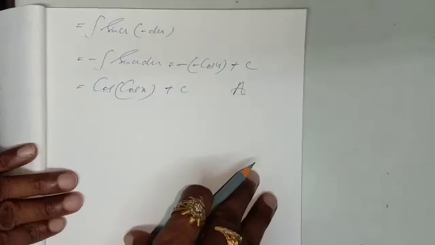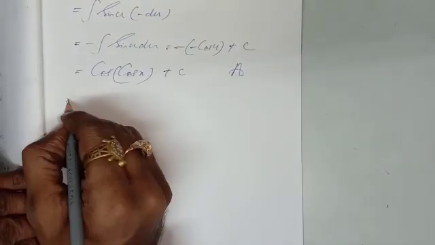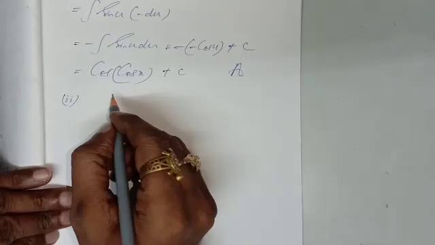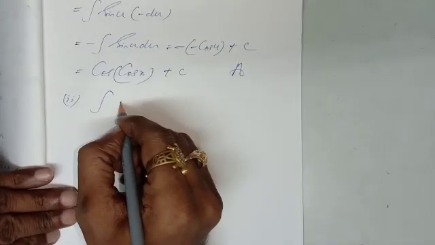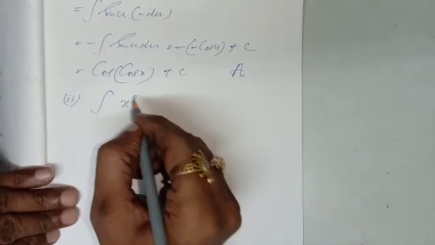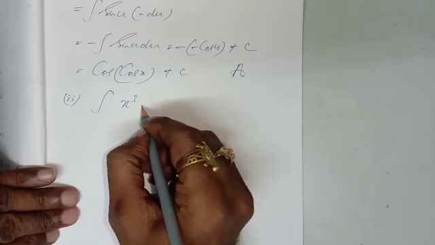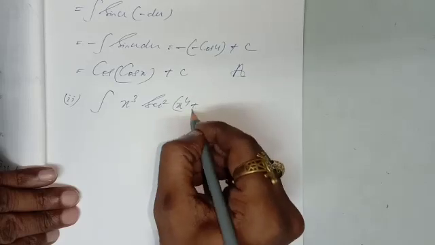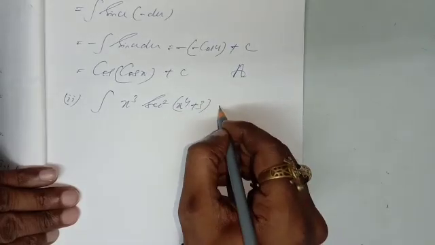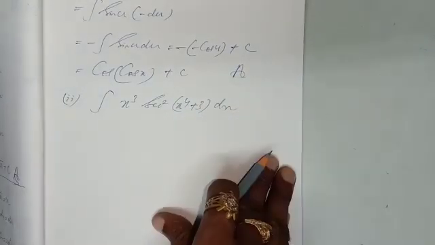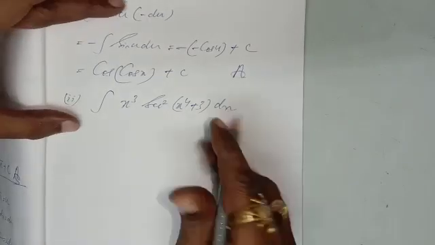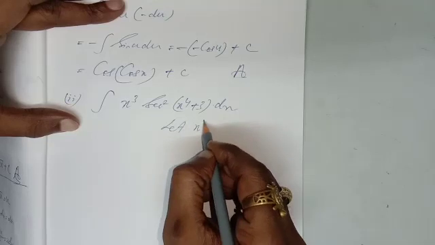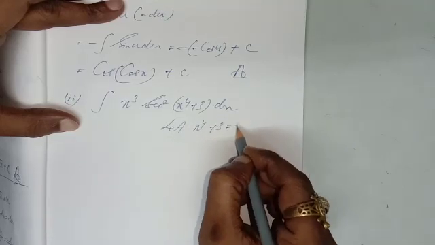Next I am going to the second part. Let's see number 3, second part. The question is given like this: integration of x cube sec square of x to the power 4 plus 3 whole dx. Which one do you have to take as a substitute? x to the power 4 plus 3 as u. Let x to the power 4 plus 3 be equal to u.